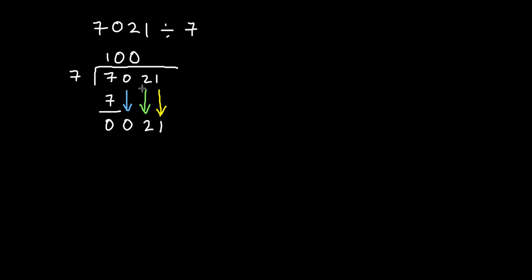So 7 goes into 21 3 times, so we put 3 at the top. And then we put 7 times 3, which is 21 over here. And then we do 21 minus 21, so that's 0. And since we don't have any more digits, we can't divide 0 by 7, the division stops there. So the answer is just 1003.